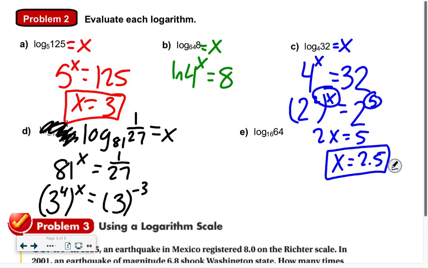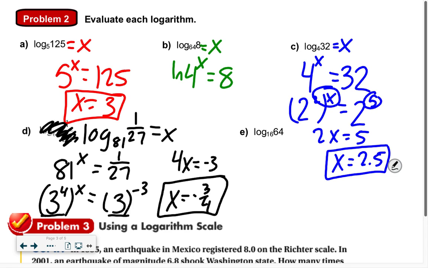Now what? Our bases are the same, aren't they? 3 and 3. So that's a check. But my exponents equal: 4x equals negative 3, x equals negative 3/4. Negative 0.75. Either one works for me.